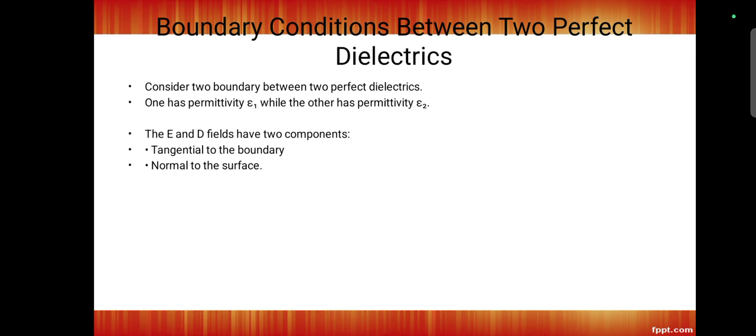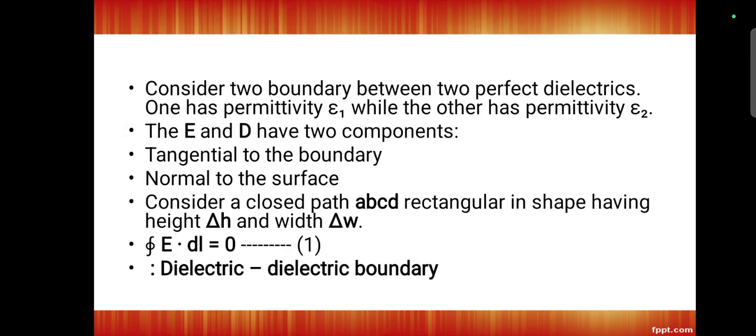Before that, we have to consider some conditions. Consider a boundary between two perfect dielectrics, one with permittivity epsilon 1 and another with epsilon 2. E and D have two components, one tangential to the boundary and one normal to the surface.